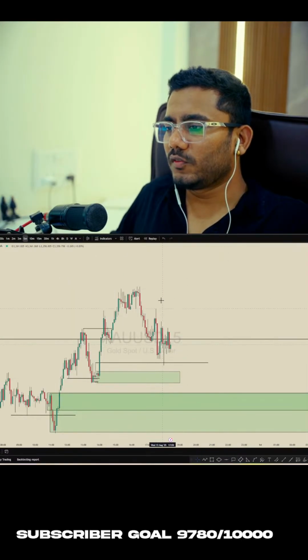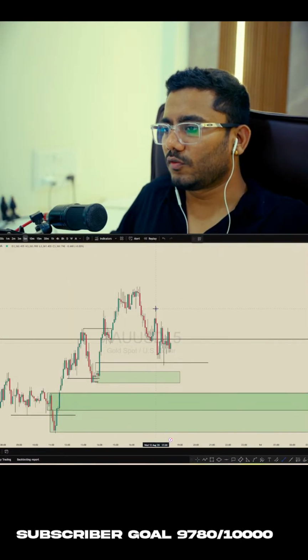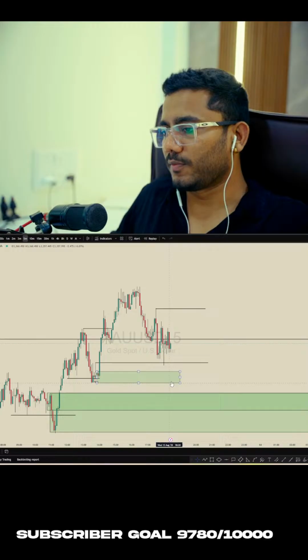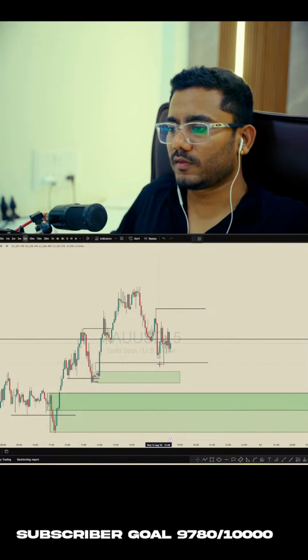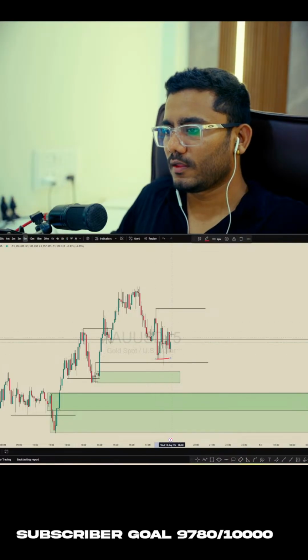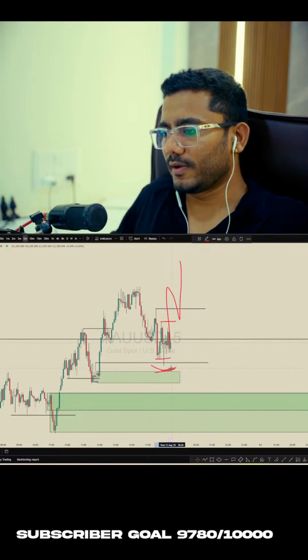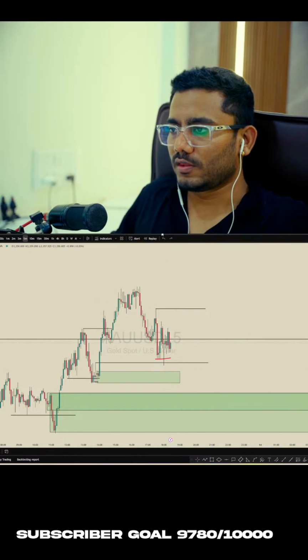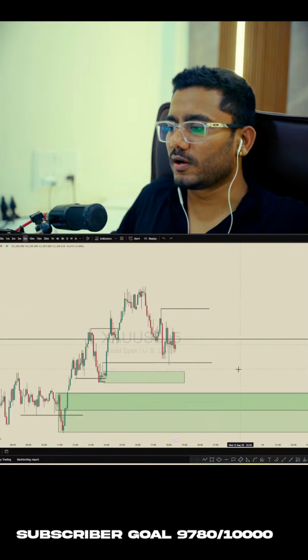So if price continues and breaks this high again, then we can look for a continuation trade if price does not give us entry, because this has already been tapped. Price has already tapped this order block and it swept this previous low. If price breaks this high, then probably price will never come to this order block. So let's wait. If not, then we look for a continuation entry.